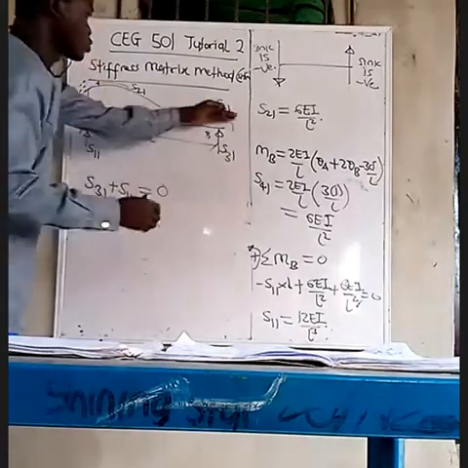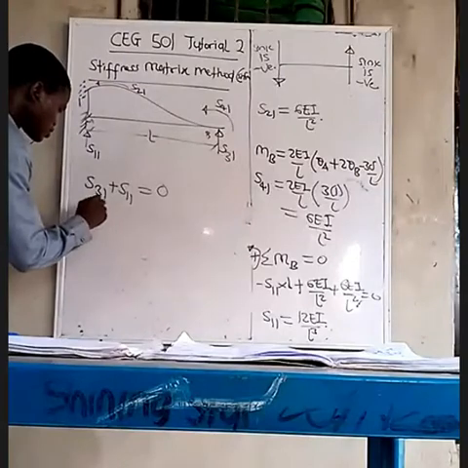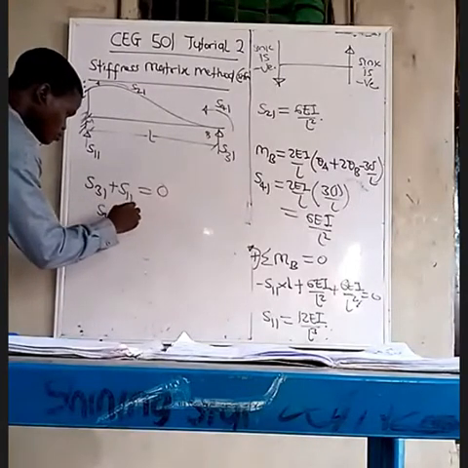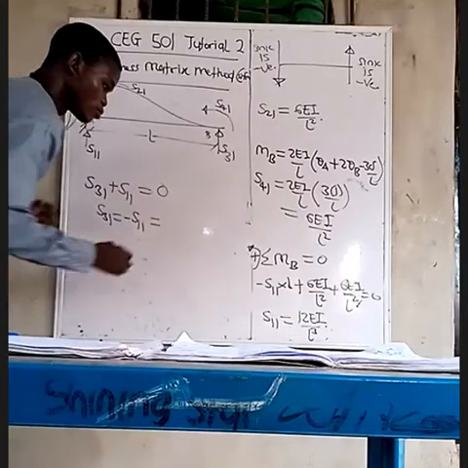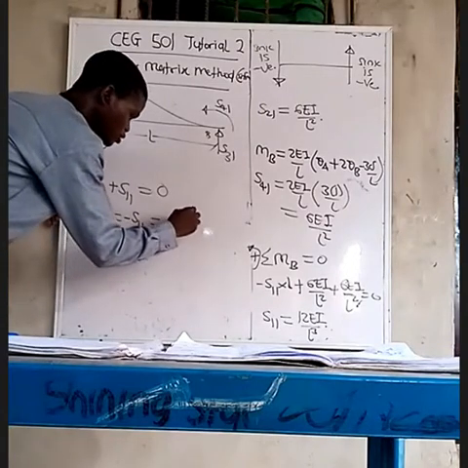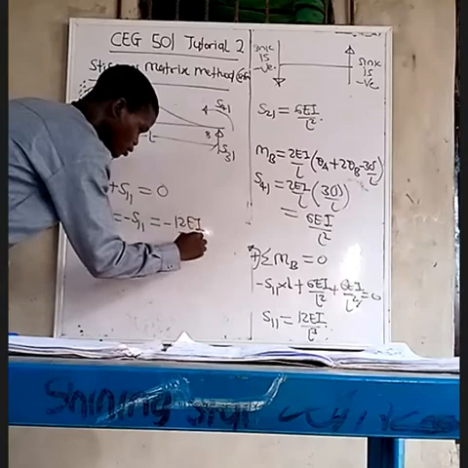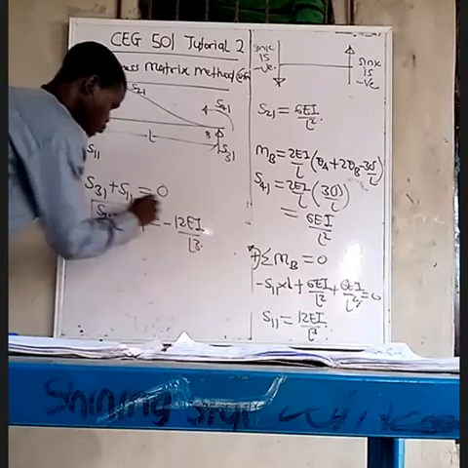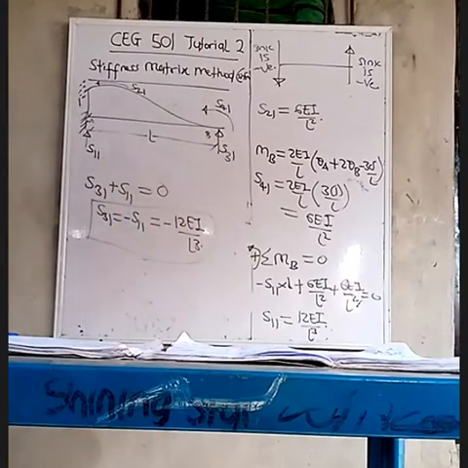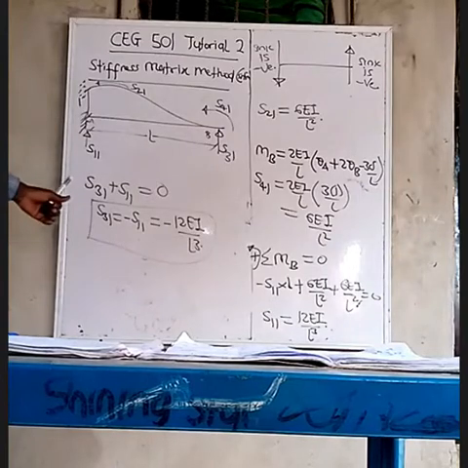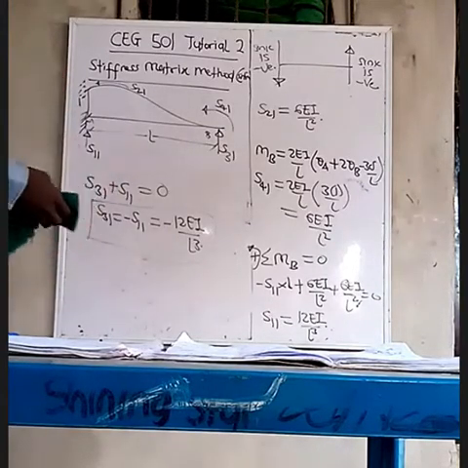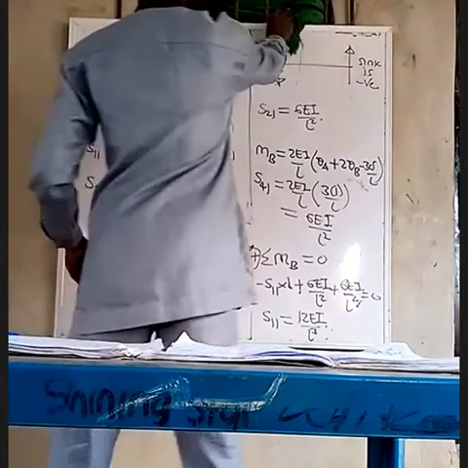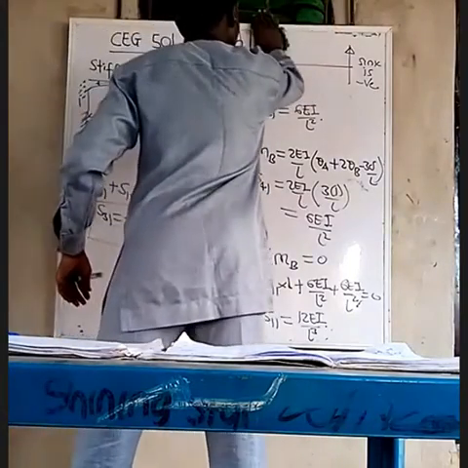S31 plus S11 is equal to 0. There is no load on top of it. So that means that S31 is equal to minus S11, and that will be equal to minus 12EI over L cubed. So that is that. We have applied the unit displacement at 1. Now let's apply a unit rotation. I'm going to clean this up now.